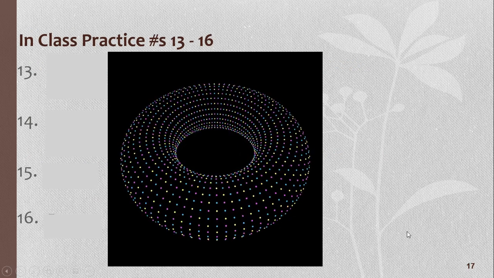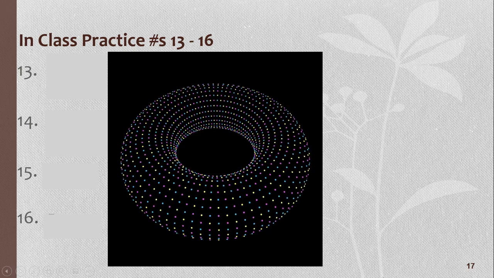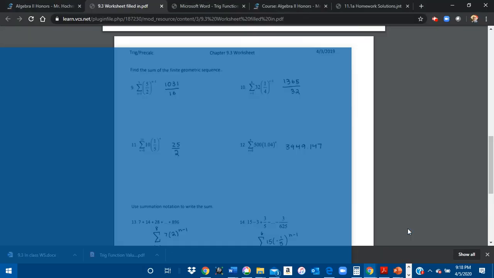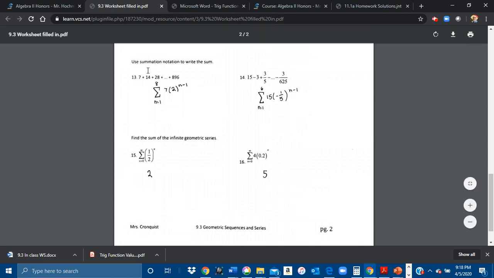So let's finish up with numbers 13 through 16 here. Use summation notation to write this sum. Well, I'm going to call this my first term. And if I figured it out, my initial a1 is 7 and my ratio is 2. So 7 times 2 is 14. Well, I could figure out that this term is going to be my 8th term. So 1 to the 8th, 7 times 2 to the n minus 1 power. And we could plug that into our calculator to figure out what that actually equals.